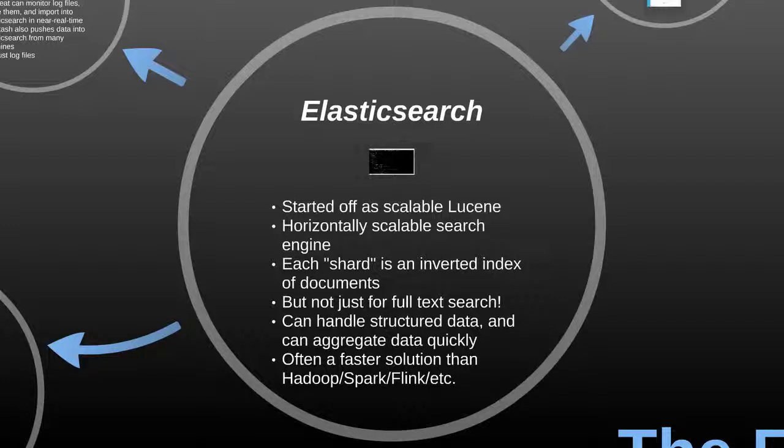And what's really cool is that it's often a much faster solution than things like Hadoop or Spark or Flink. They're building new things into Elasticsearch all the time, like graph visualization and machine learning, that make Elasticsearch a competitor for things like Hadoop and Spark and Flink, only it can give you an answer in milliseconds instead of in hours. So for the right sorts of use cases, Elasticsearch can be a very powerful tool and not just for search.